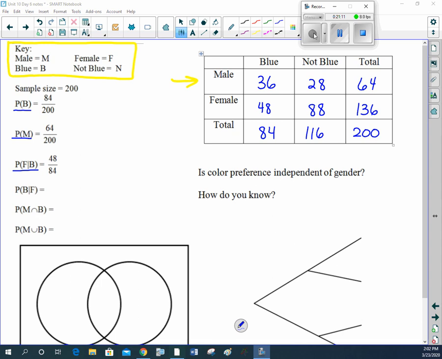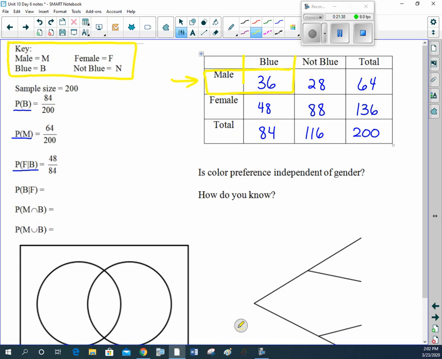Okay, now what we're going to do, before I answer the rest of these questions over here on the left, is do my Venn diagram. The easiest way to do the Venn diagram is to look at your two-way table. What I would do in your two-way table is look at this corner right here, this corner right here.